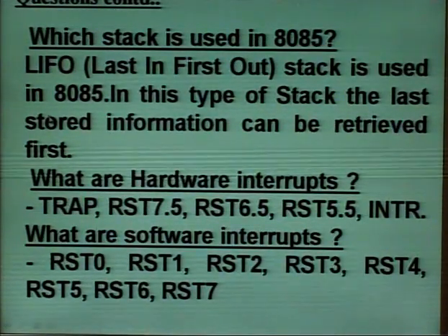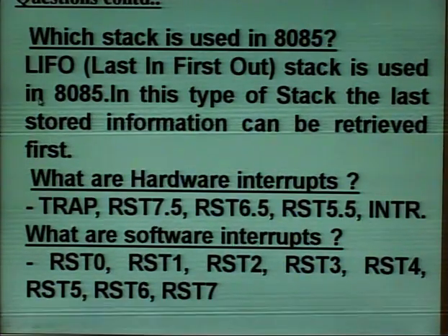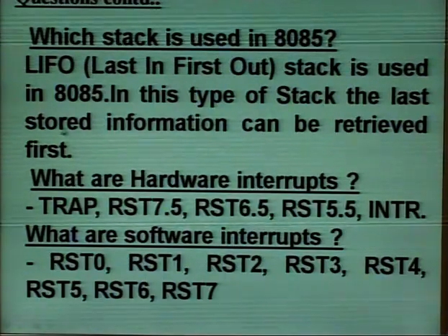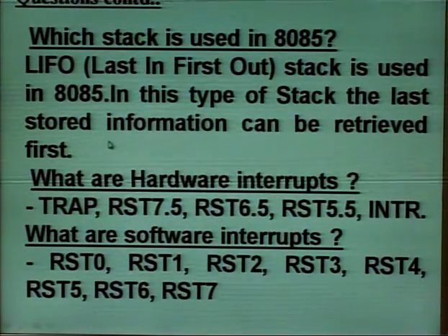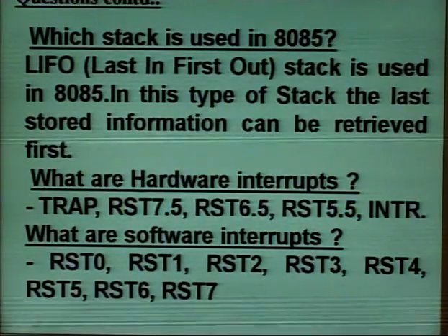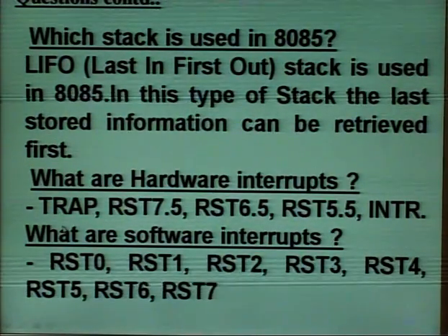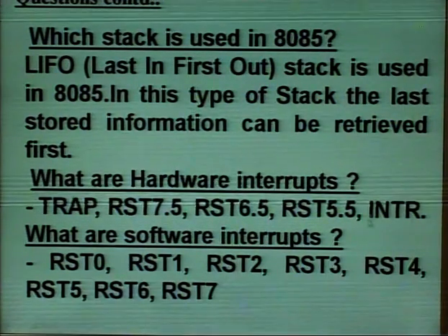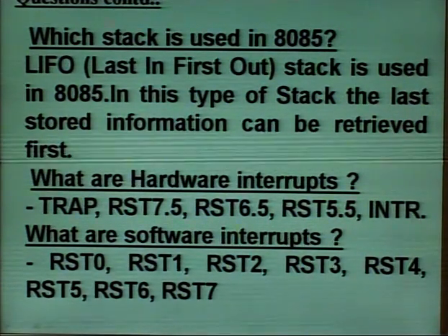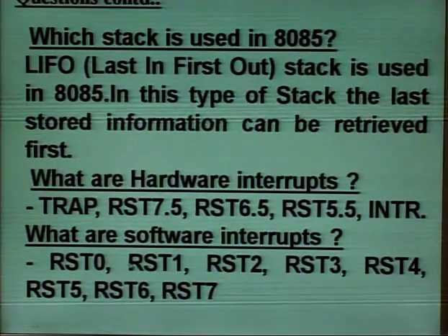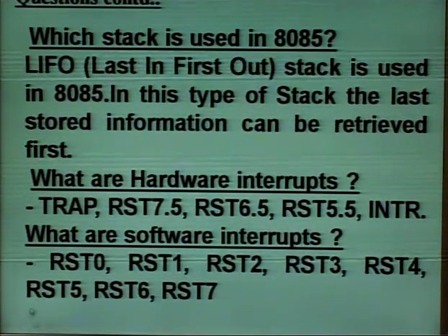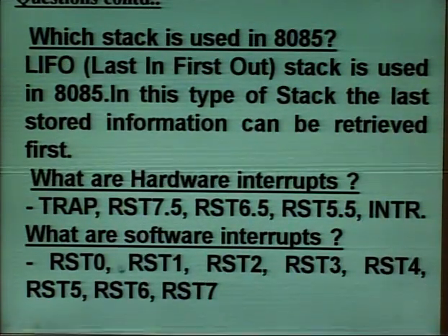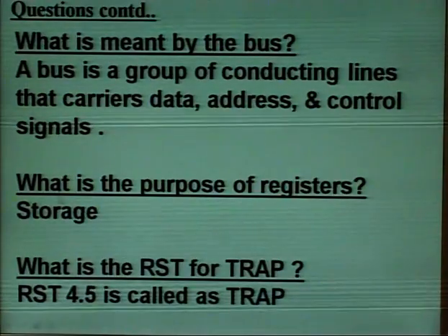Which stack is used in 8085? Last in first out stack is used in 8085. In this type of stack, the last stored information can be retrieved first. What are hardware interrupts? Trap, RST 7.5, RST 6.5, RST 5.5 and interrupt request. These are the 5 hardware interrupts. What are the software interrupts? Restart, RST 0, RST 1 up to RST 7. These 8 are software interrupts.